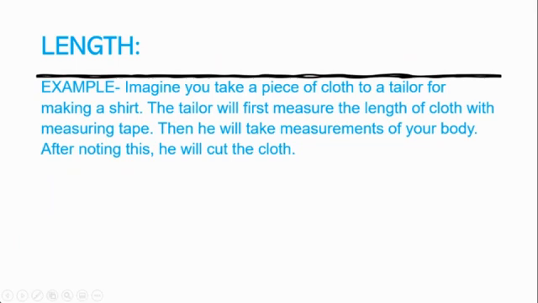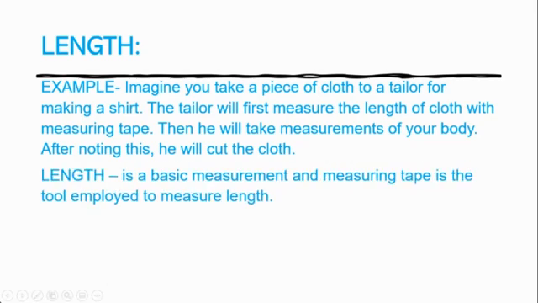For example, imagine you take a piece of cloth to a tailor for making a shirt. The tailor will obviously first measure the length of the cloth with his measuring tape and then he will take the measurements of your body. After noting this, he'll cut the cloth so that you get the perfect size to wear.